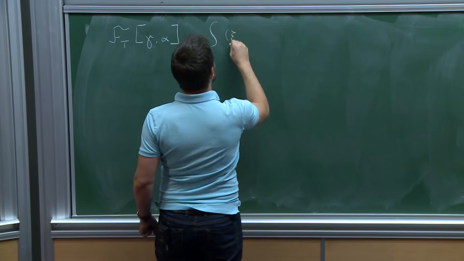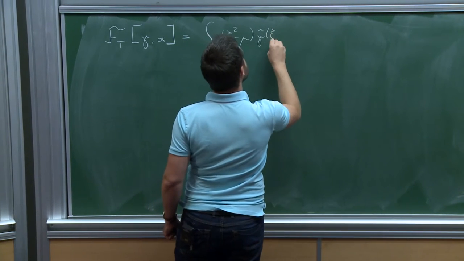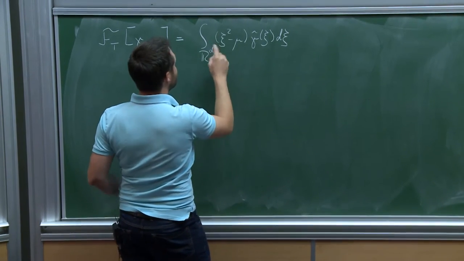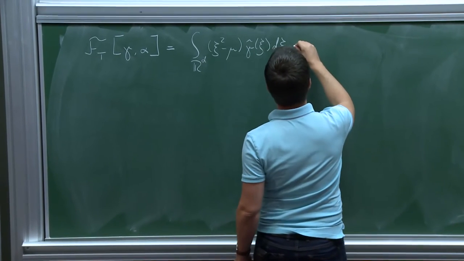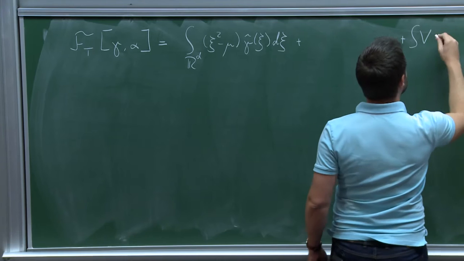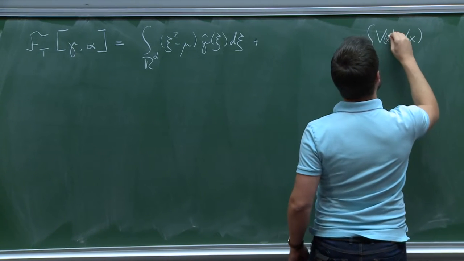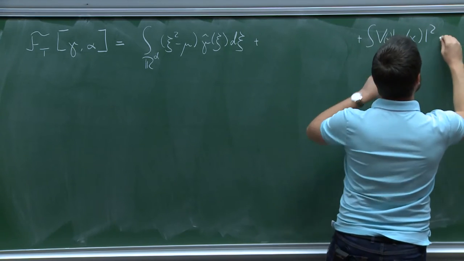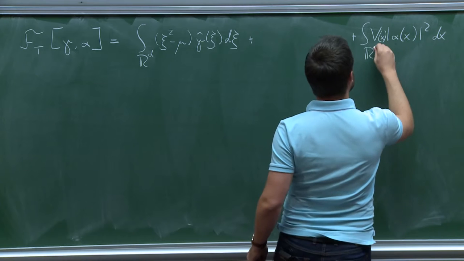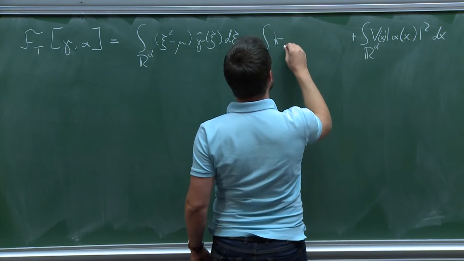Let me do that. Got my hat of psi. So this is the kinetic energy of the particles. Then we have a term which involves the alpha alone. And then there's a coupling term in between, which is given by the entropy.